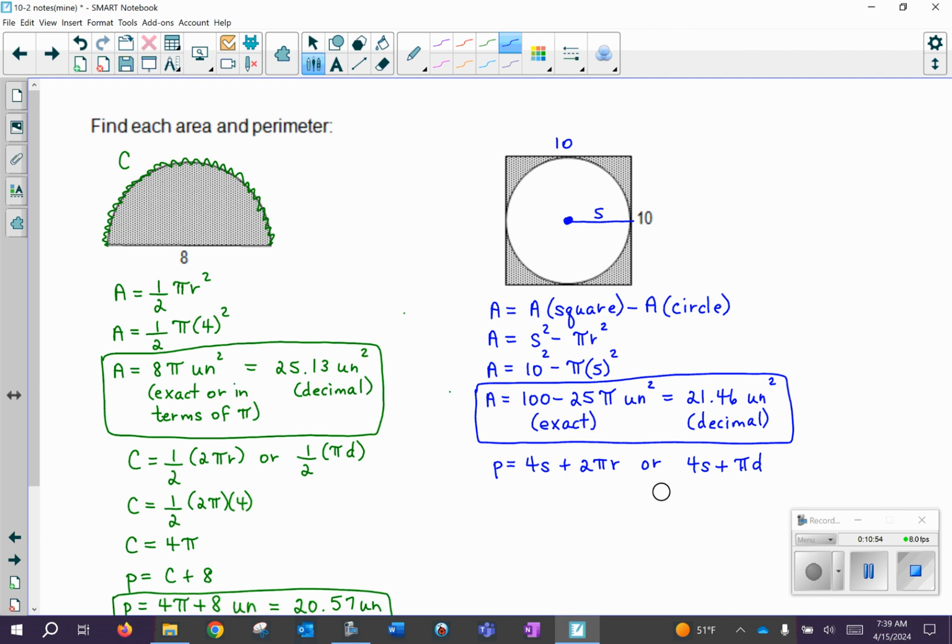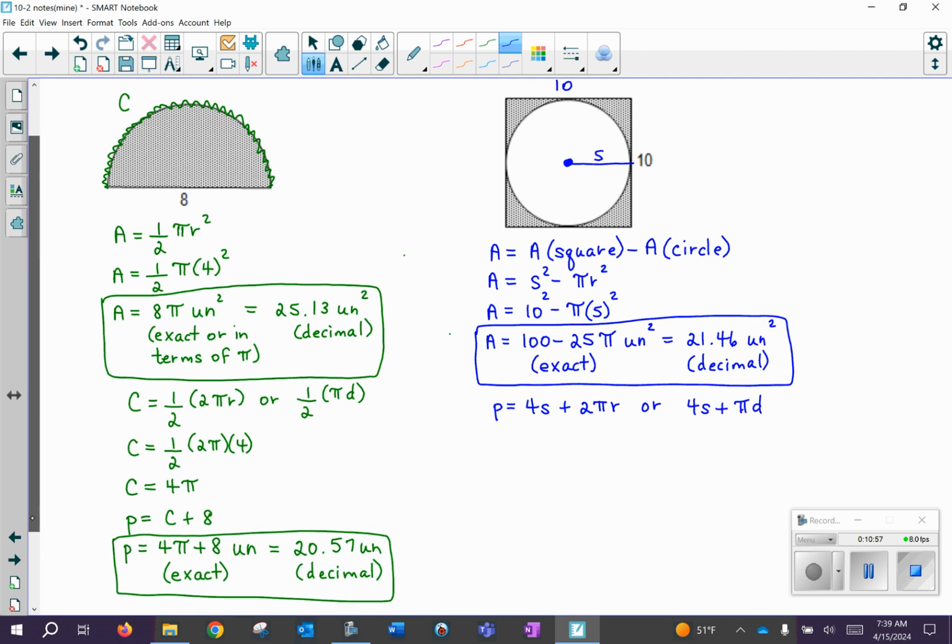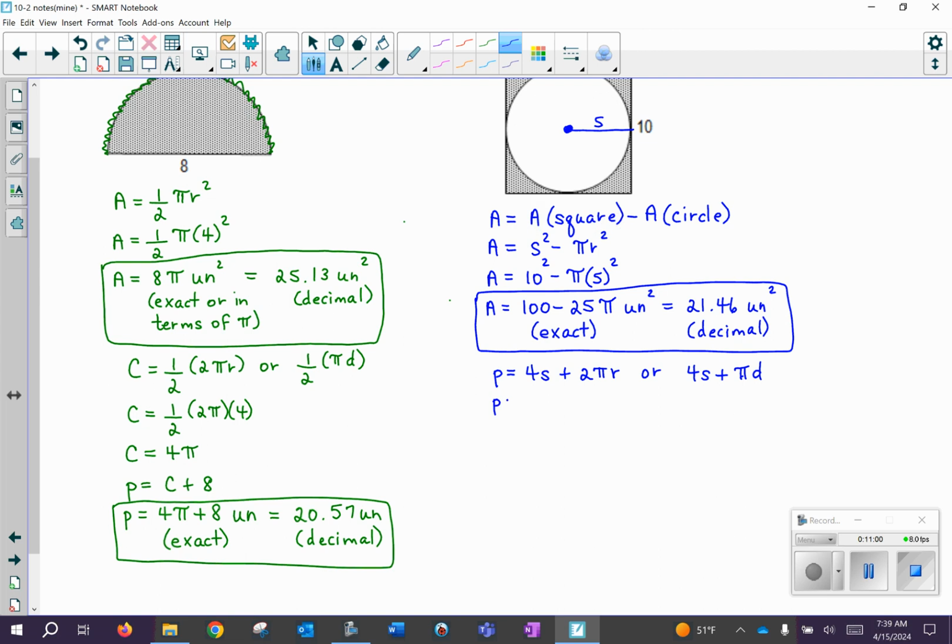But you know that I'm going to use the 2 pi r more often than not. So our perimeter is going to be 4 times the side length of 10 plus 2 pi times the radius of 5. So hopefully you're starting to notice that it's always easier, whether the directions say decimal or not, to get an exact answer first and then type that in your calculator to get the decimal. So you should be saying the exact answer would be 40 plus 2 times 5 is 10, so 10 pi. Those are not like terms, so that would be your answer with units. Again, if it was exact.